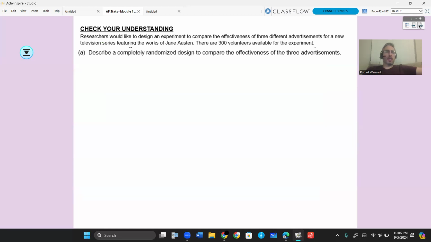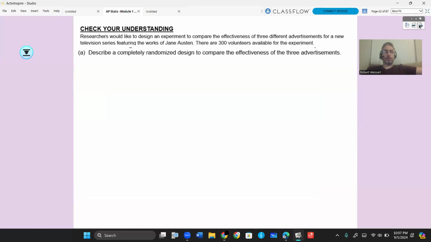So let's do a little check your understanding. Researchers would like to design an experiment to compare the effectiveness of 3 different advertisements for a new television series featuring the works of Jane Austen. There are 300 volunteers available for the experiment. Describe a completely randomized design to compare the effectiveness of the 3 advertisements.